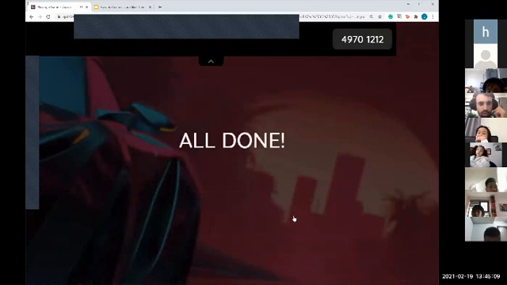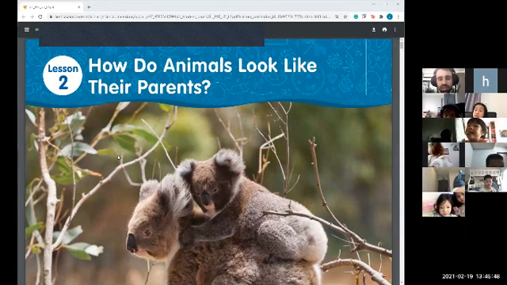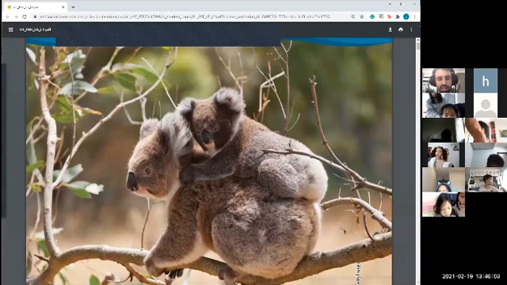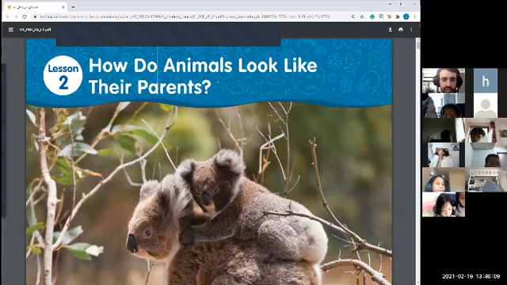Okay, so that was your quiz. Very good job, guys. Now this is our new lesson. We're going to start a brand new lesson today. How do animals look like their parents? Now let's look at this koala. What is something that is the same between these animals?